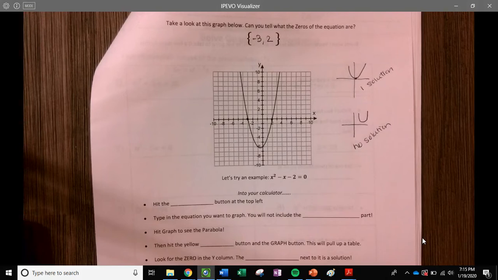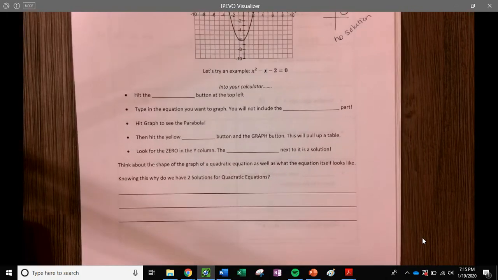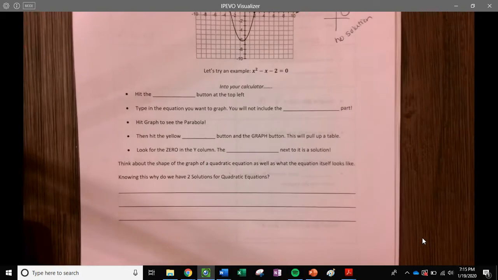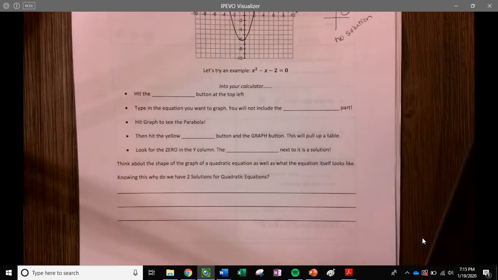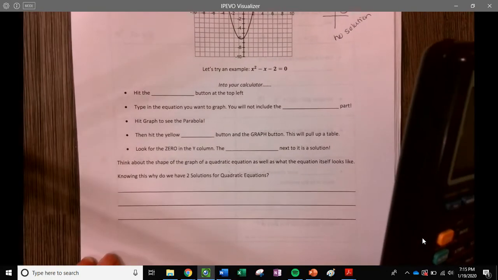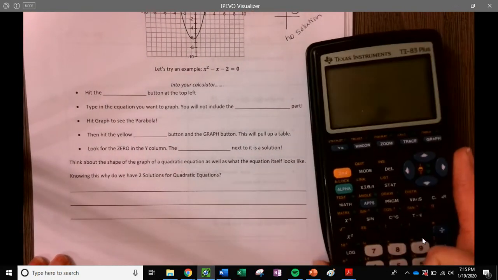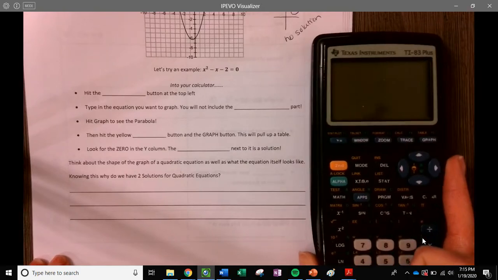Okay? So even though your method of solving may spit 2 numbers out at you, that doesn't necessarily mean that they work. You got to go back and check them to determine if you're going to get 2 solutions or 1 solution or even no solution. So how do we graph this? We're going to try this example, x squared minus x minus 2. And I'm going to get my calculator here on screen so you can follow along while writing.